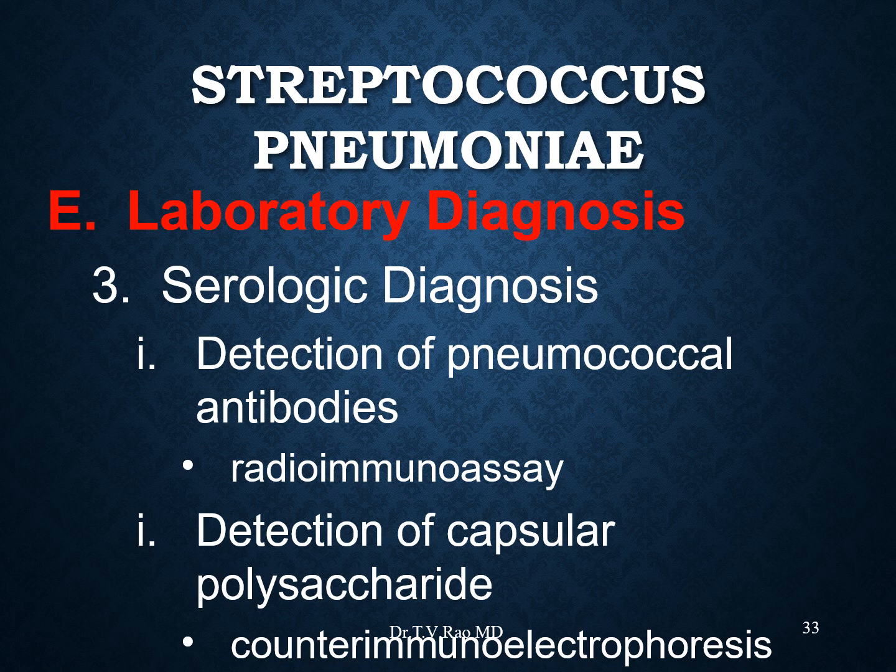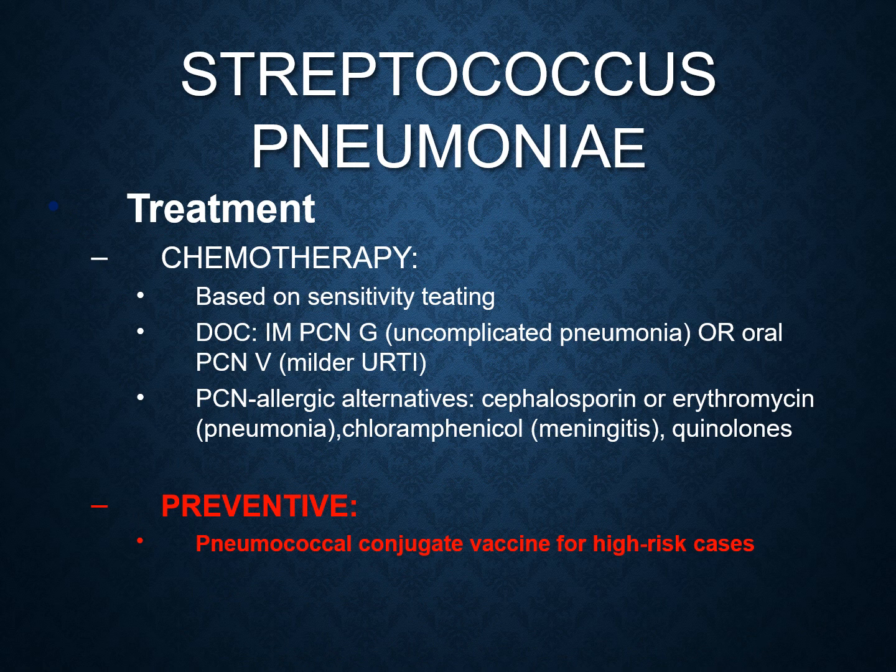That one is serological diagnosis. That is the detection of pneumococcal antibodies simply by radioimmunoassay, and capsular polysaccharide detection can also be done by simple counter immunoelectrophoresis. So how can we control Streptococcus pneumoniae infection? By means of chemotherapy, that is by giving antimicrobial agents. Based on sensitivity testing, various chemical agents are used to treat Streptococcus pneumoniae infections.